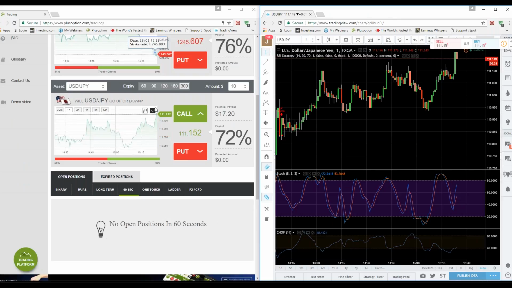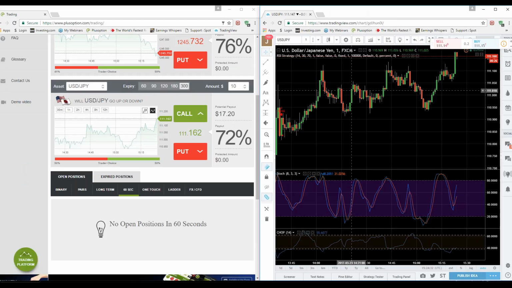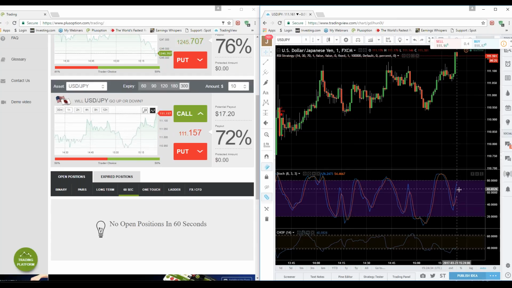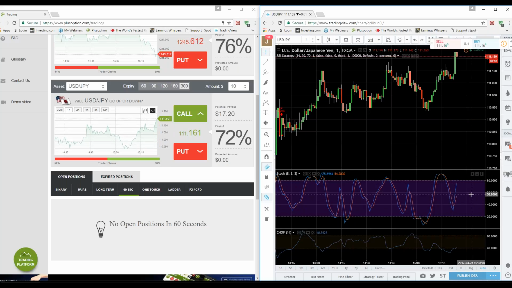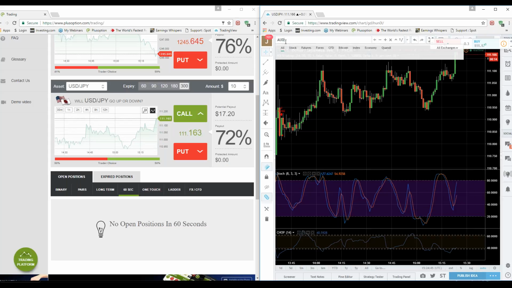Okay, you want to make sure that you're on the 300. And now we're going to look for the right asset to take. That would mean we need both the blue and red line to be outside of what we call here the danger zone, so either above 80 or below 20. Let's see what we can find.